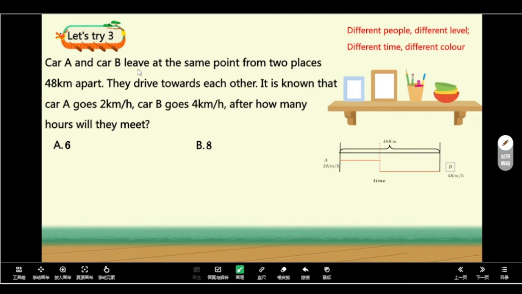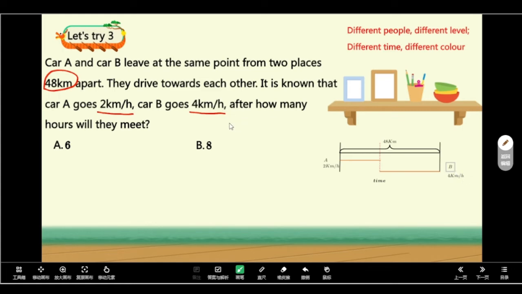Car A and car B leave from two places 48 km apart at the same time. They drive towards each other. It is known that car A goes 2 km per hour, car B goes 4 km per hour. After how many hours will they meet? Let's see the diagram. Remember, for traveling problems, we always need to draw a diagram. The total distance is 48 km, the speed of A is 2 km per hour, and the speed of B is 4 km per hour.